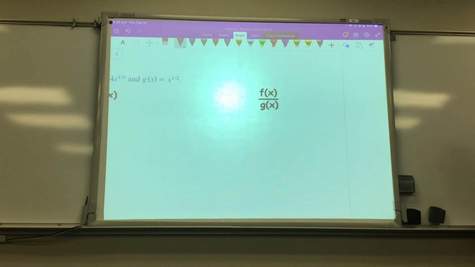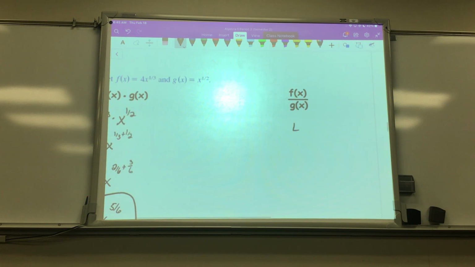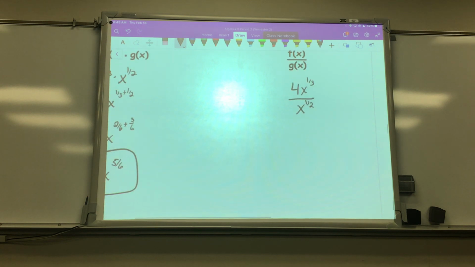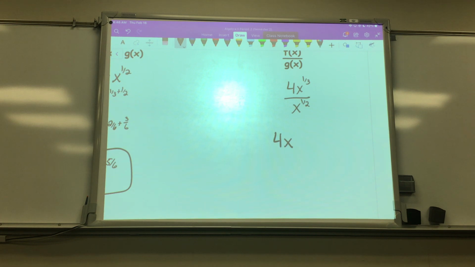Okay, f of x over g of x now, that's the same division, correct? Just replacing f of x with f of x, g of x with g of x. Now what am I going to do with those exponents of x? Subtract. And we know we're going to have that common denominator, right? 1/3 was 2/6 minus 3/6, which is negative 1/6. And then we have to bring that to the denominator.